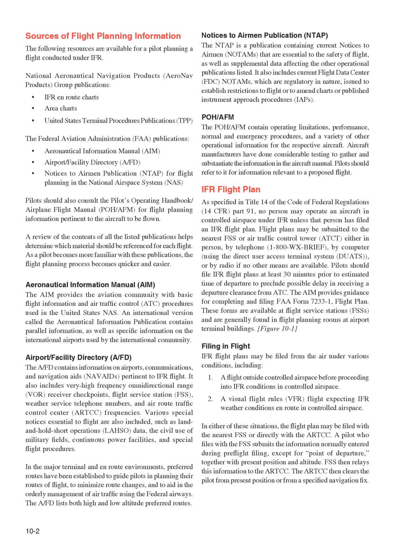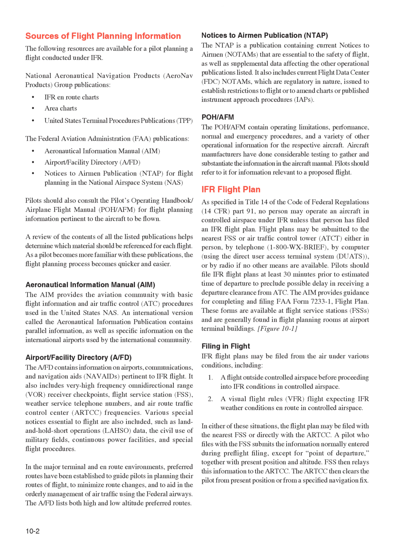IFR flight plan is specified in Title 14 of the Code of Federal Regulations, 14 CFR, Part 91. No person may operate an aircraft in controlled airspace under IFR unless that person has filed an IFR flight plan. Flight plans may be submitted to the nearest FSS or Air Traffic Control Tower, ATCT, either in person, by telephone, 1-800-WX-BRIEF, by computer, using the Direct User Access Terminal System, DUATS, or by radio if no other means are available. Pilots should file IFR flight plans at least 30 minutes prior to estimated time of departure to preclude possible delay in receiving a departure clearance from ATC.